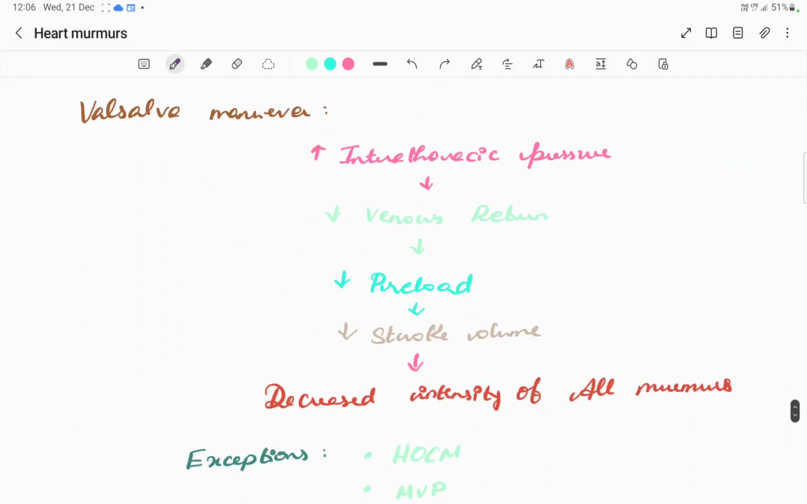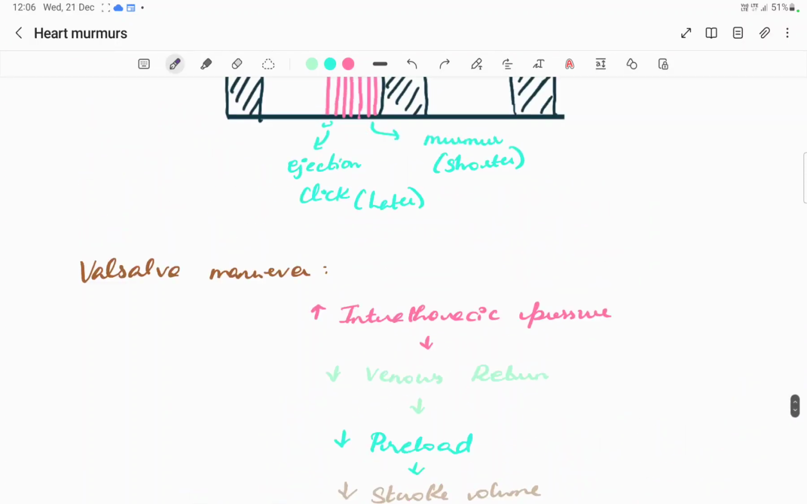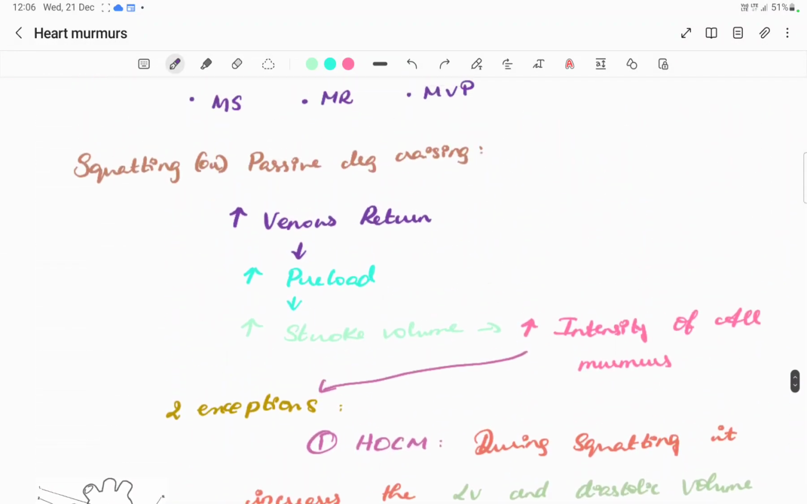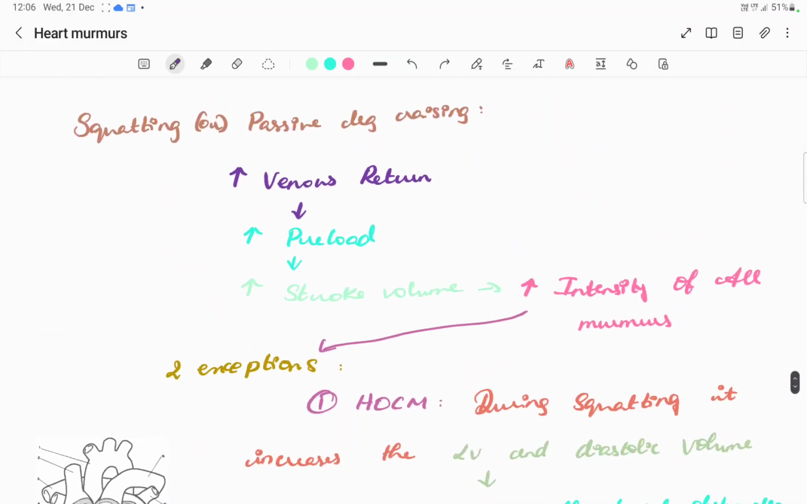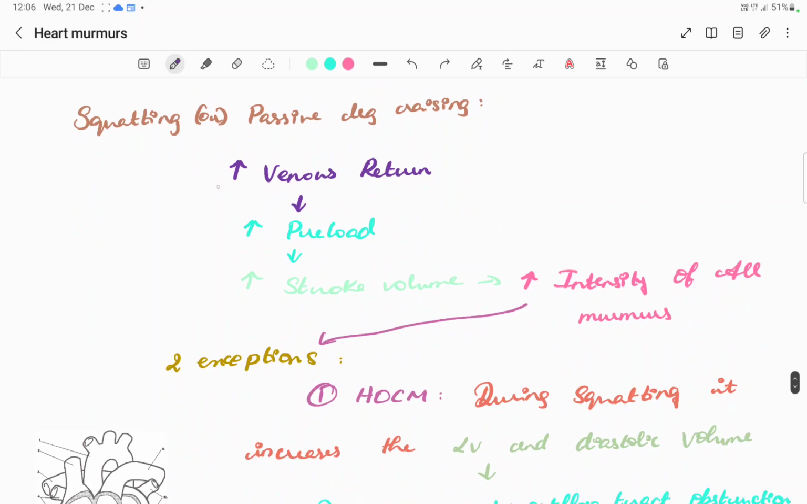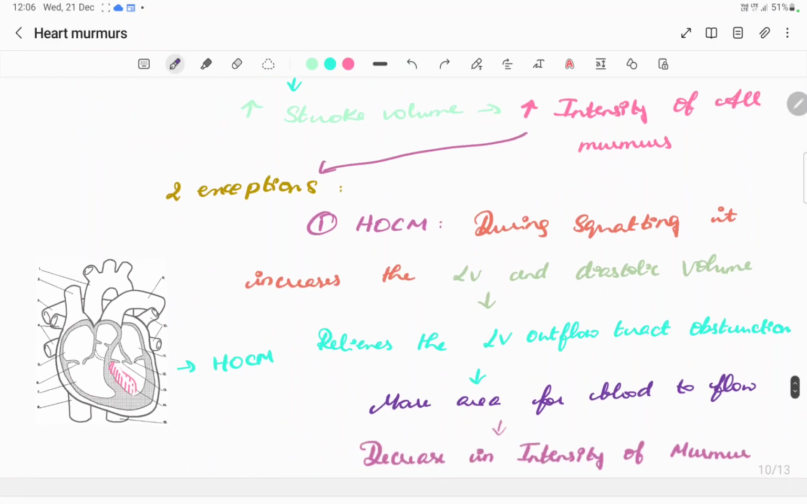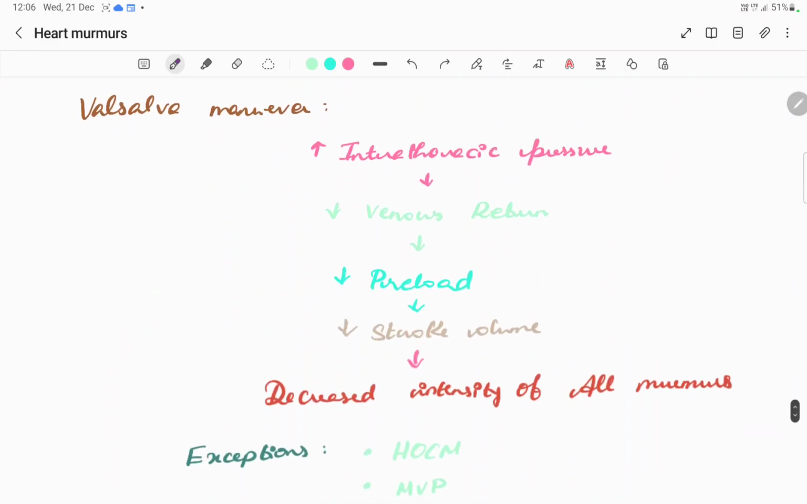Okay, next coming to Valsalva maneuver, it is somewhat similar to what we saw in squatting, because in squatting we saw that the intrathoracic pressure is going to decrease. So that is going to increase the venous return. But here, intrathoracic pressure is going to increase. So that is going to decrease the venous return.